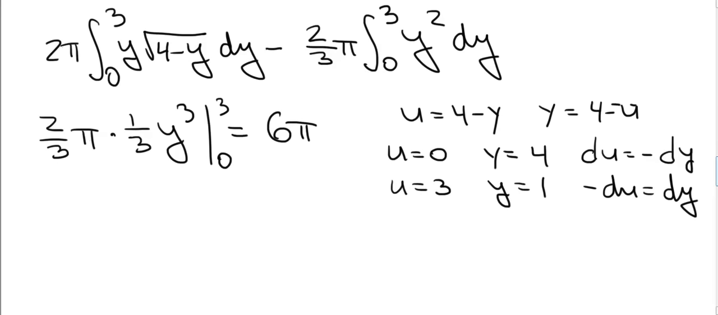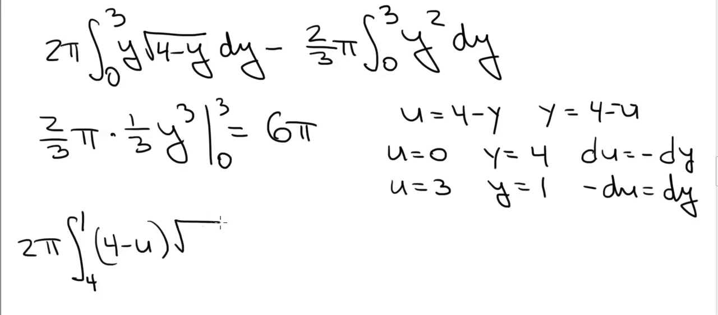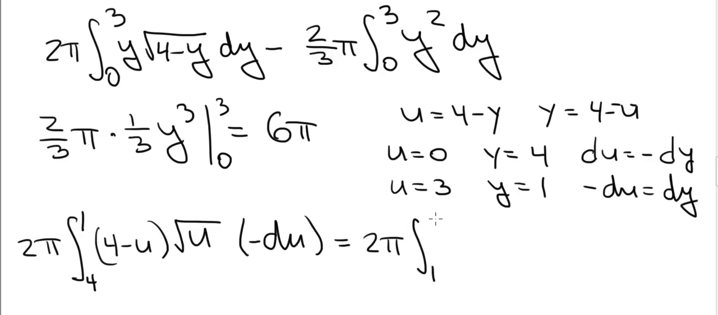I'll keep this integral up here. We have 2 pi. The integral now will run from 4 on the bottom to 1 on top, because when y is 0, u is 4. And then y, which is 4 minus u, times the square root of u times minus du. Now the minus du can change the order of integration, so this is equal to 2 pi times the integral from 1 to 4 of 4 minus u times the square root of u du. That's because a minus sign multiplied by an integral reverses the order of integration.